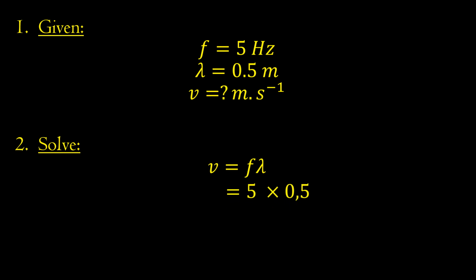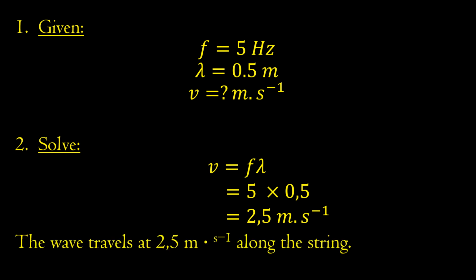We calculate the wave speed to be 5 multiplied by 0.5, which equals 2.5 meters per second. Therefore, the wave travels at 2.5 meters per second along the string.